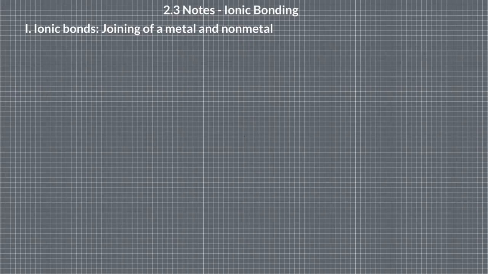All right, so we're going to go through Notes 2.3, which is going to cover ionic bonding. Ionic bonding is the process that occurs when atoms that have formed ions join together. An ionic bond is basically the joining of a metal and a nonmetal, because if we remember, metals are going to form positive ions, whereas a nonmetal is going to form a negative ion.